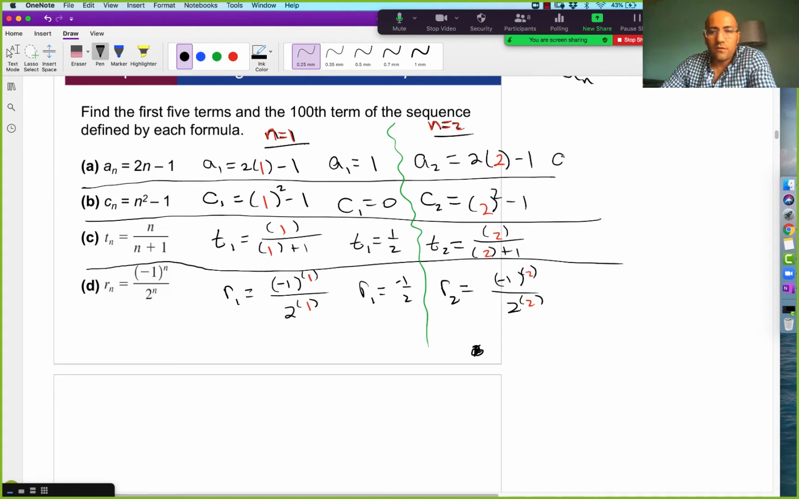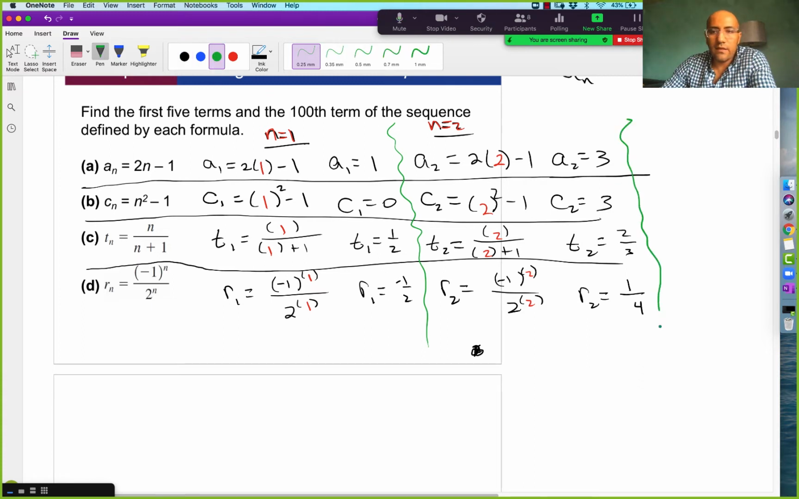Okay. So here we'll end up with a sub 2 equals 4 minus 1, which is 3. c sub 2 equals 4 minus 1, which is also 3. t sub 2 will be equal to 2 over 3. And r sub 2 equals positive 1 over 4. Good. We'll squeeze in one more, and then we'll be close to where we want to be here. I think we can guess the rest.